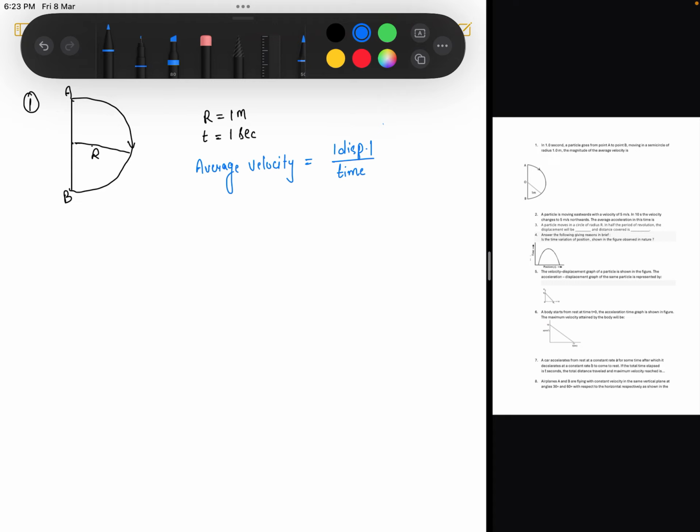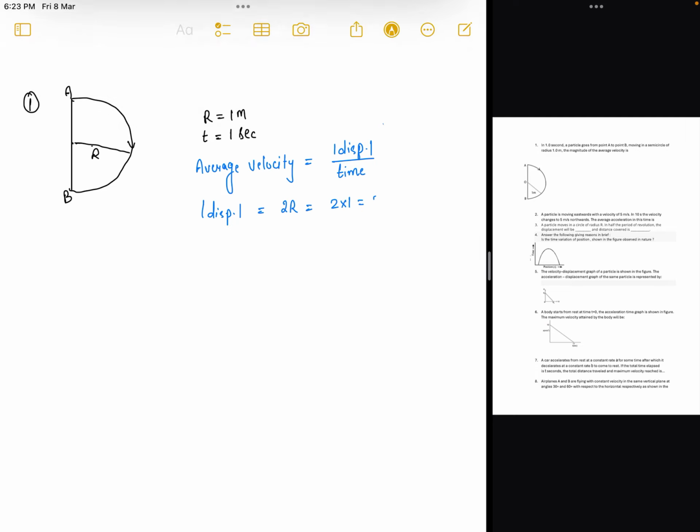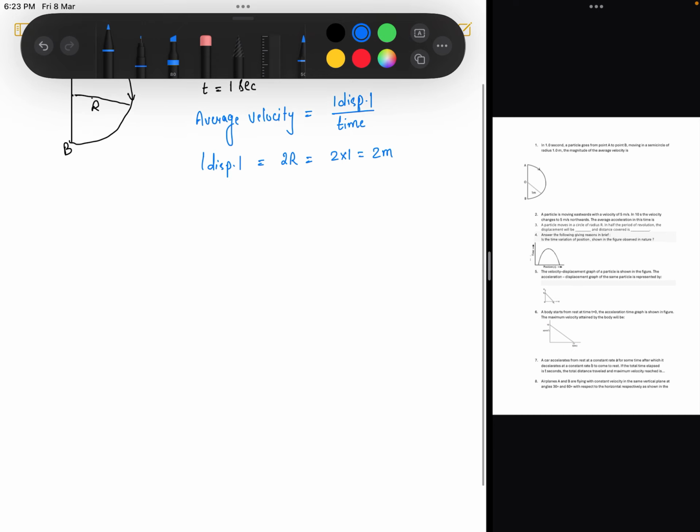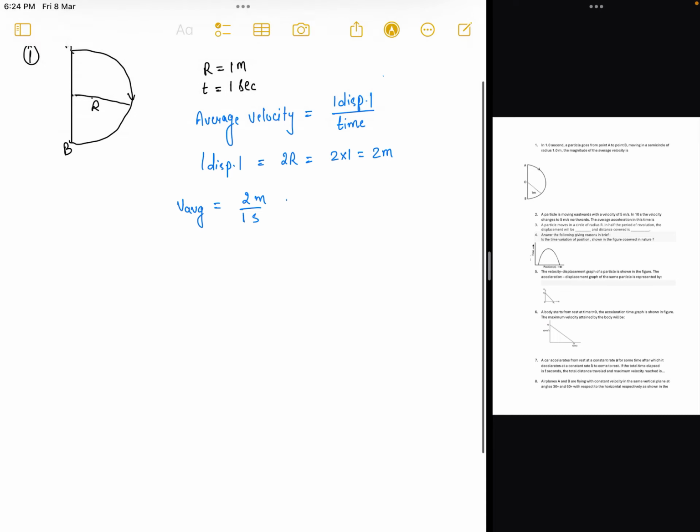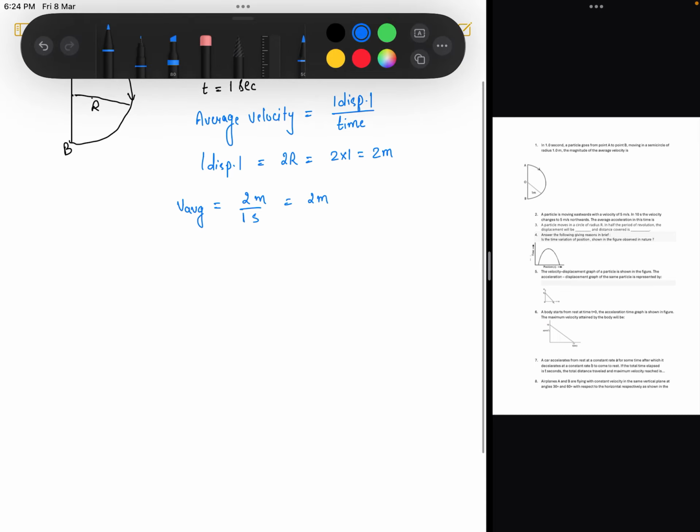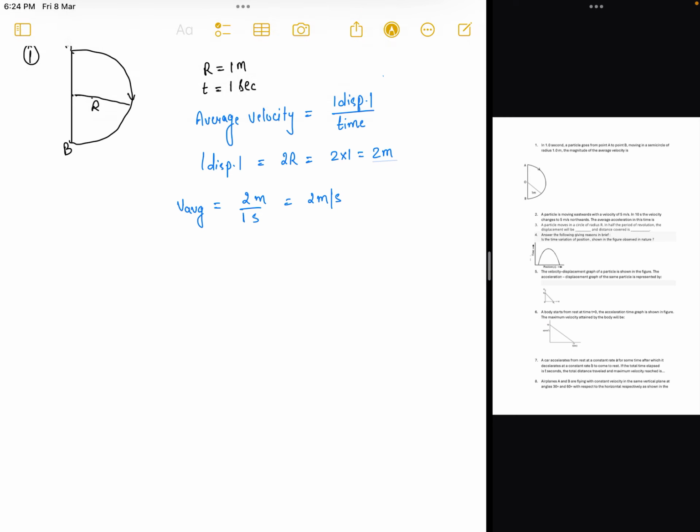So here the magnitude of displacement will be equal to 2r, that is 2 into 1 meter, that is equal to 2 meter. So we will use this formula and calculate V average, that is equal to net displacement 2 meter divided by 1 second, that is equal to 2 meter per second. So this is our answer.